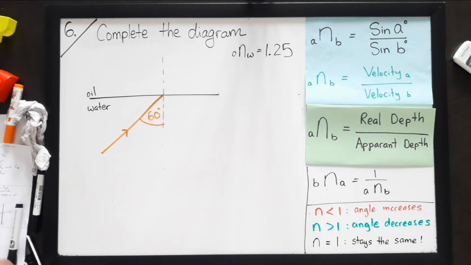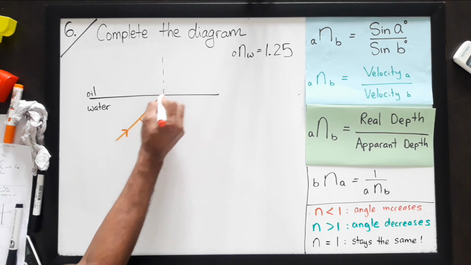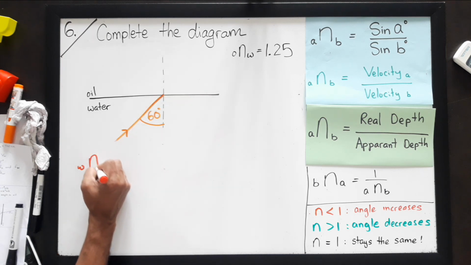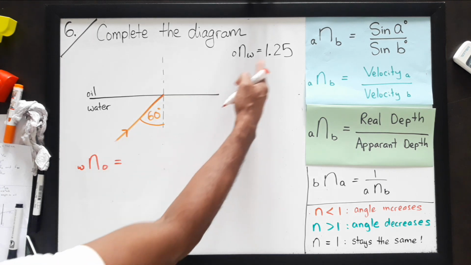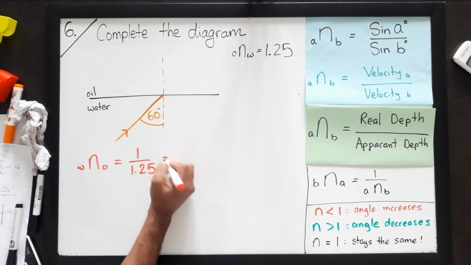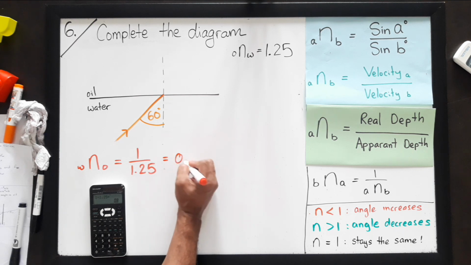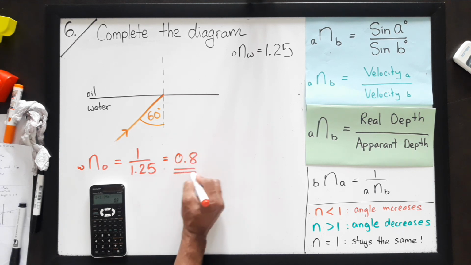So let's first of all get the correct refractive index. What would be the refractive index from water to oil? Since it's the opposite direction, we need to flip it or invert it or throw it underneath a 1. So if we get that, 1 divided by 1.25 is 0.8. So the actual correct refractive index is 0.8 for this scenario.